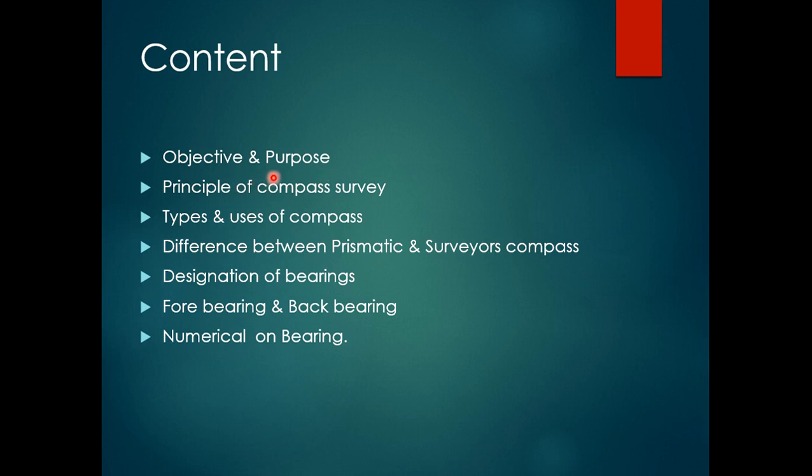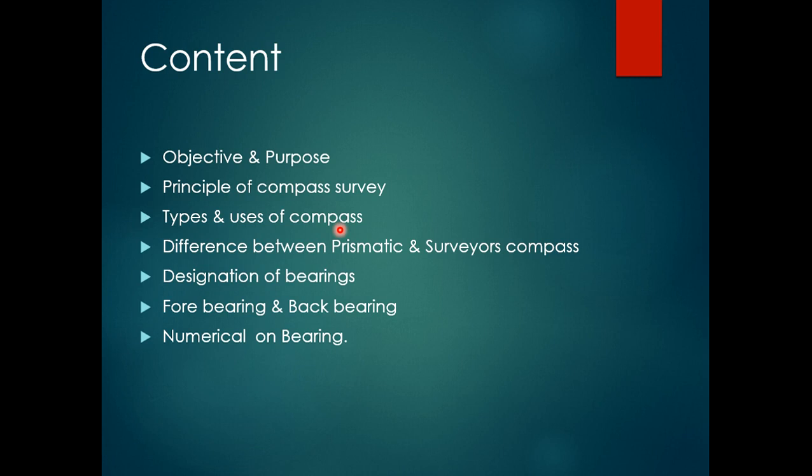The objective and purpose of compass survey: when the area is large and crowded with many details, triangulation is not possible. In this case we have to use the method of traversing. Then second is the principle of compass survey. What is the principle of compass survey? Compass survey is the traversing method. That is the principle of compass survey.